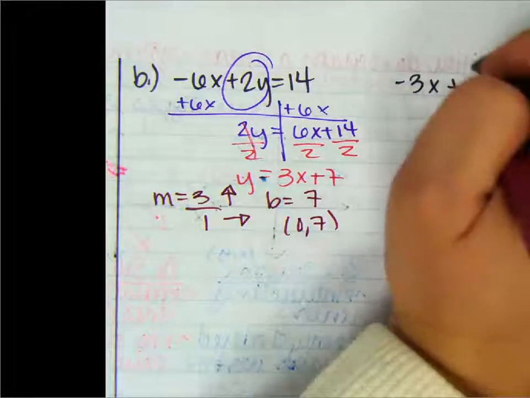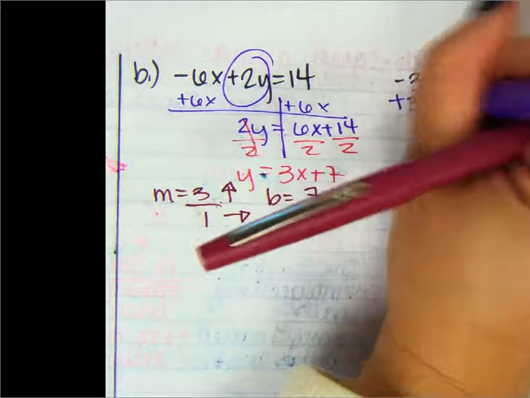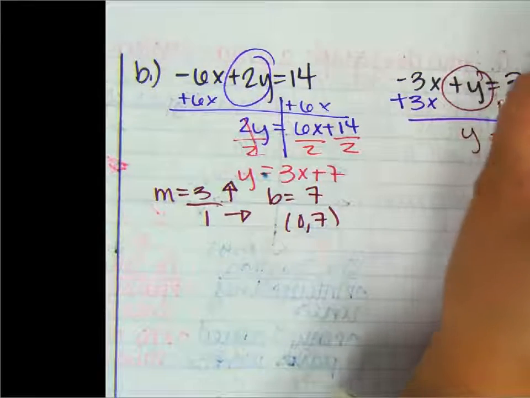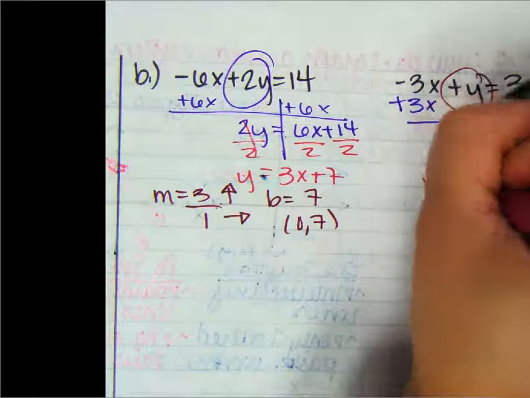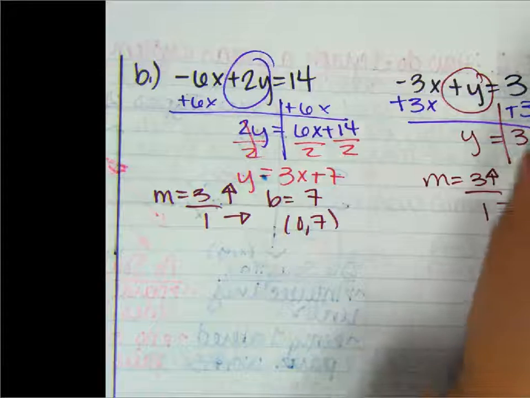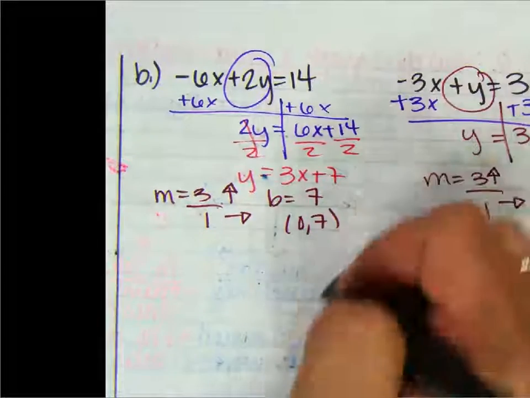Over here, we're going to draw our line. We're going to circle our y. And all we have to move is the 3x, so we're going to add that. I get y equals 3x plus 3. Slope is also 3 over 1, which is up and right. Y-intercept is 3, so 0, 3. That was it, right? Good.